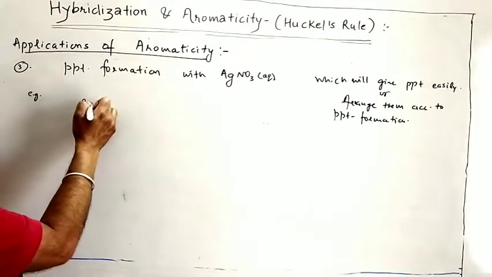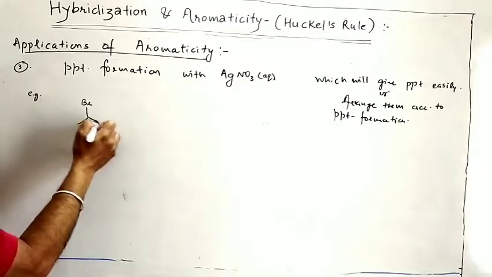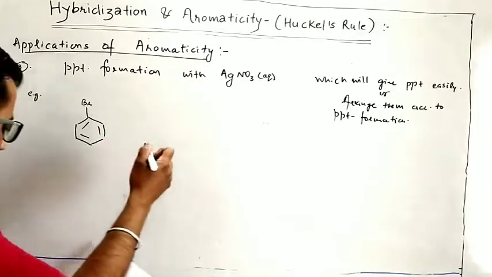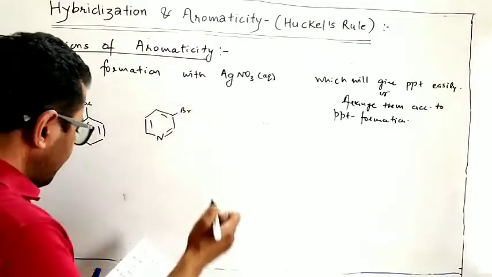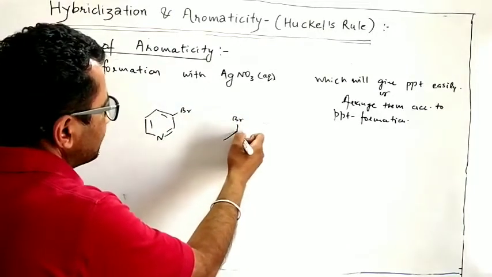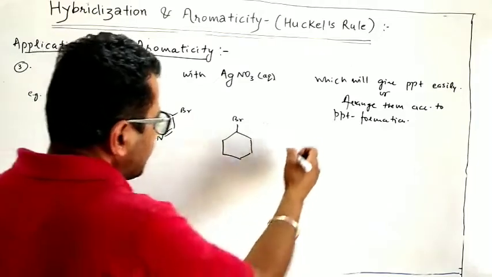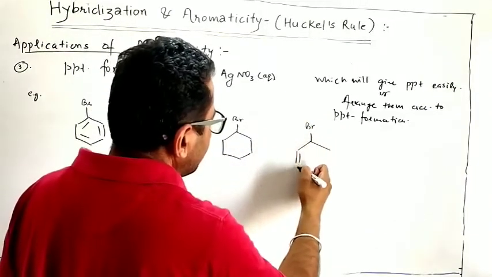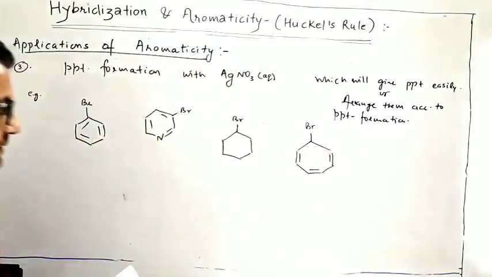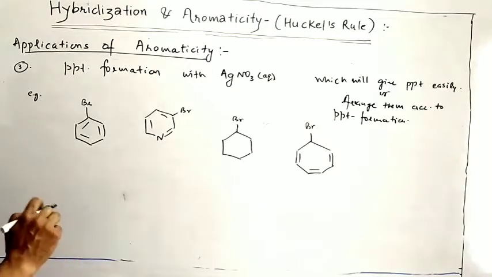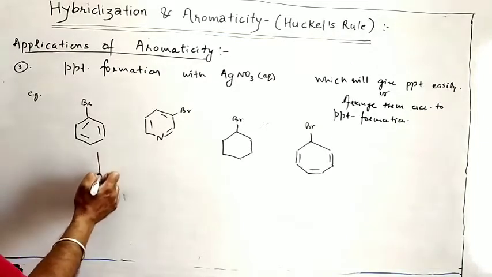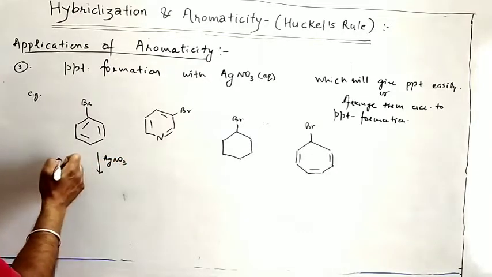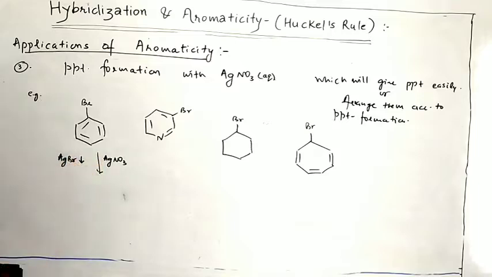So the compounds given are: first one, Br here, and it is benzene. Compound 2 is a heterocyclic with Br. Compound 3 is simply cyclohexane with a Br, and compound 4 is Br with the 7-member ring. Now we have to decide which molecule will give PPT when they react with AgNO3. So when they react with AgNO3, the PPT of AgBr will form.